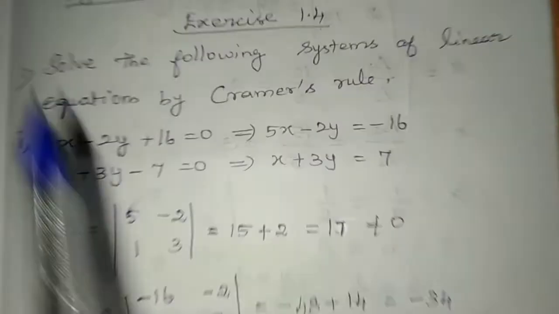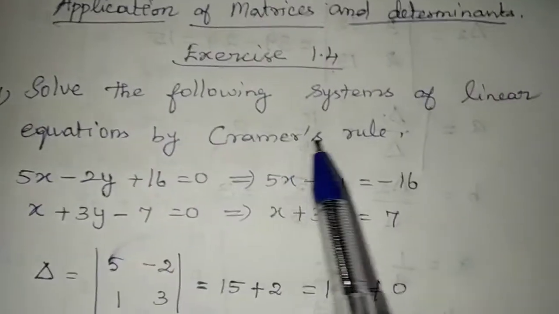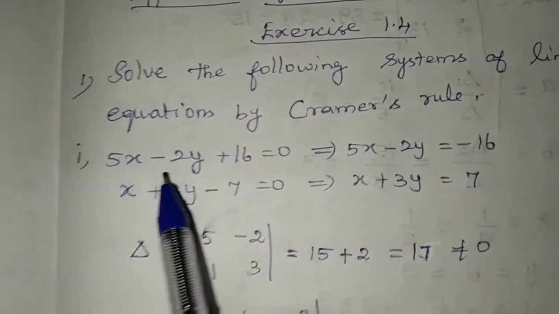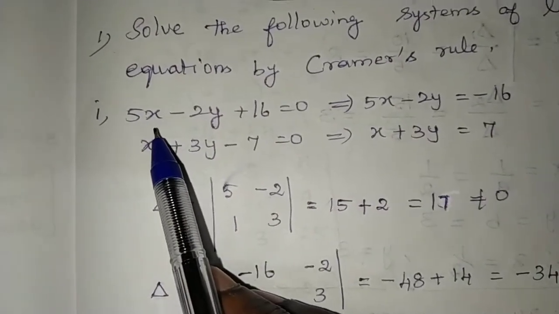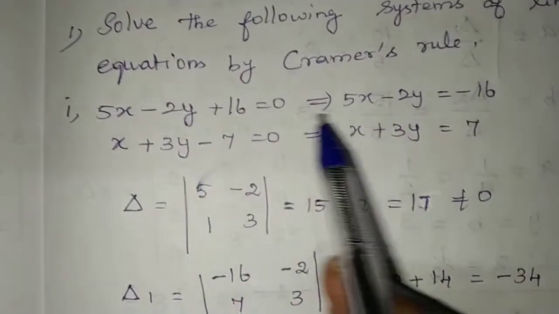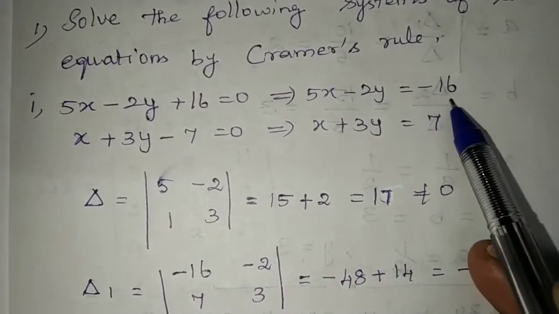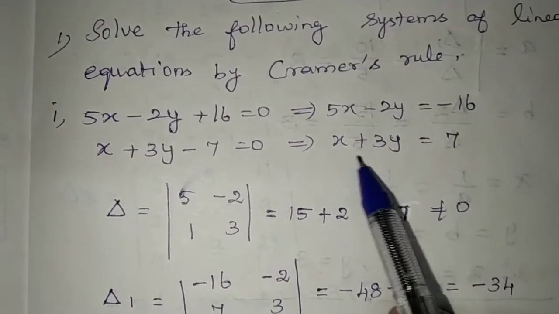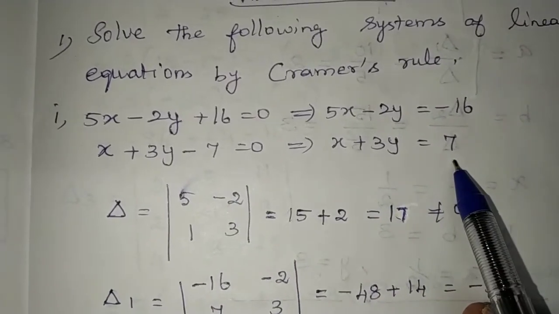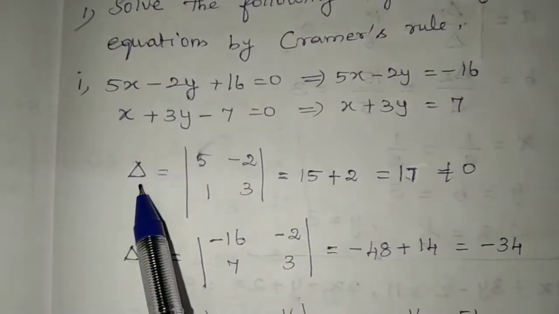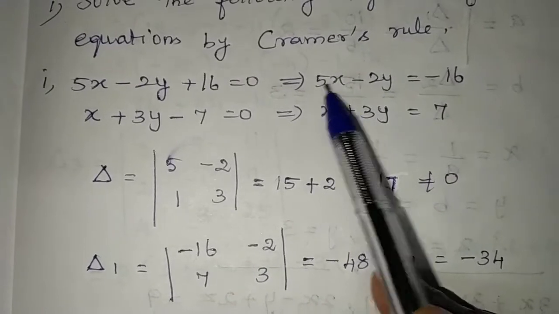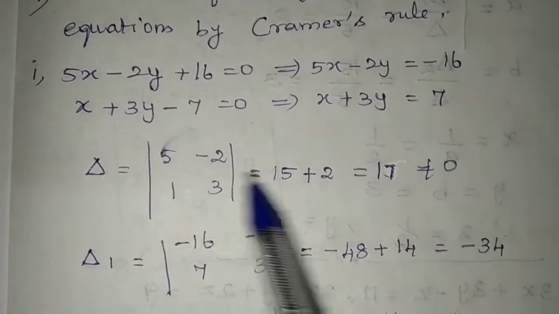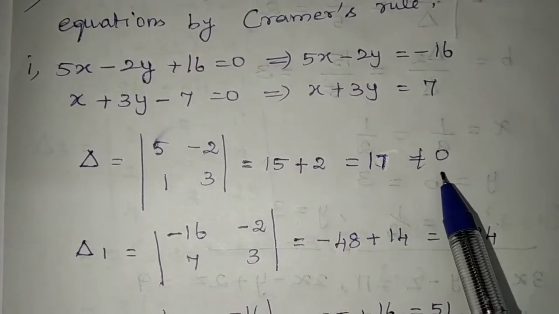Now see the first sum. Solve the following system of linear equations by Cramer's rule. Two equations given. 5x minus 2y plus 16 equal to 0, plus 16 go to that side, minus 16. x plus 3y minus 7 equal to 0, now minus 7 go to that side, plus 7. Now write delta. Delta means write the coefficients 5, minus 2, 1, 3. Simplify. 15 plus 2, 17, not equal to 0.